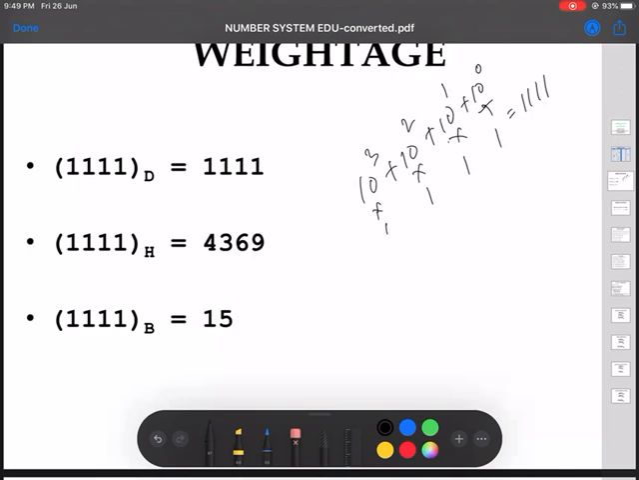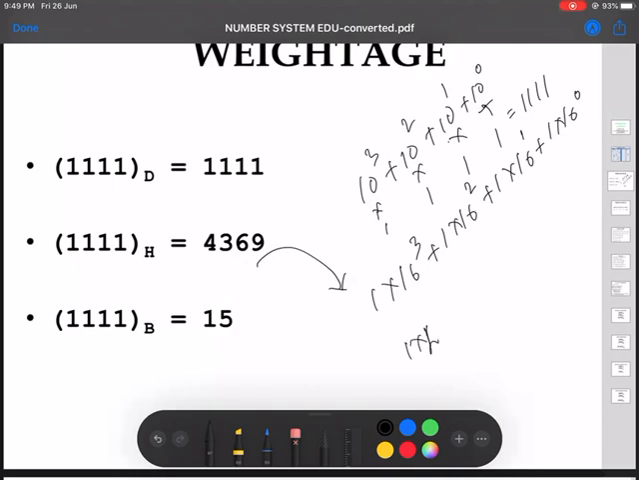But when you go to hexadecimal, same value is 1 into 16 raised to 3 plus 1 into 16 raised to 2 plus 1 into 16 raised to 1 plus 1 into 16 raised to 0. When we add these values, we get nothing but 4369. Similarly, when you talk about binary, it is 1 into 2 raised to 3 plus 1 into 2 raised to 2 plus 1 into 2 raised to 1 plus 1 into 2 raised to 0. If you calculate it, it comes out to be 15.